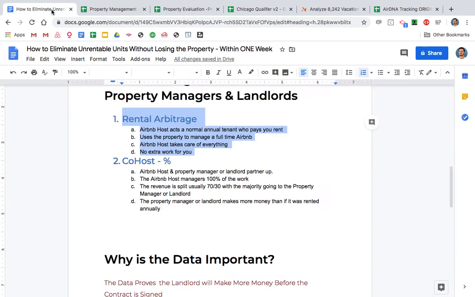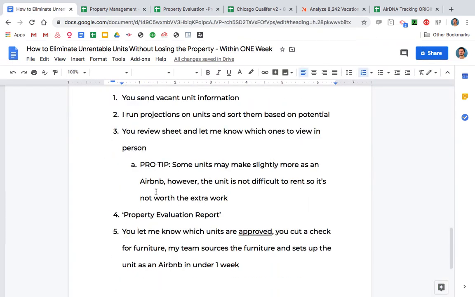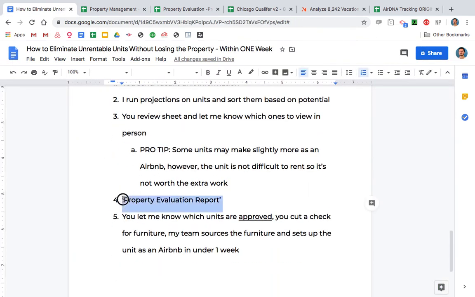Anyways, let me come back. Let's go down. So the next thing to do is step 4, the property evaluation report. The property evaluation report is what I like to refer to as step 2 when it comes to data. This is the more in-depth review.